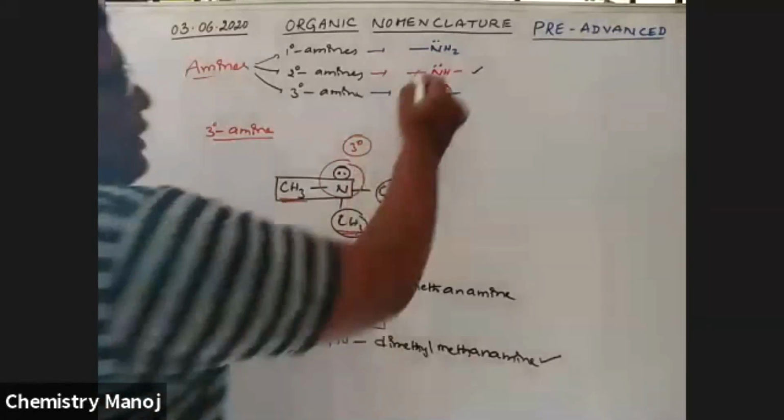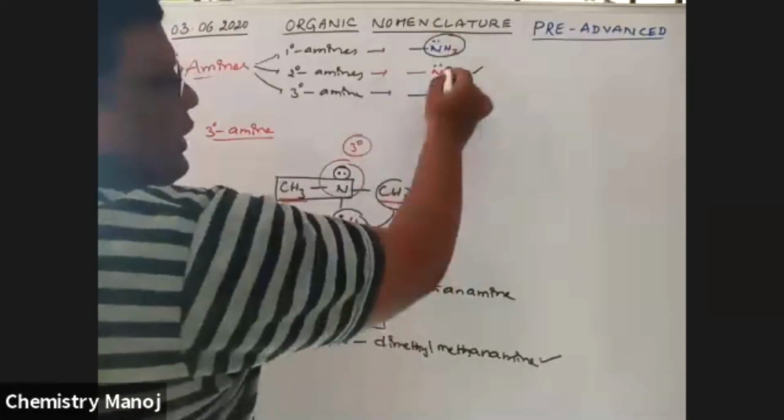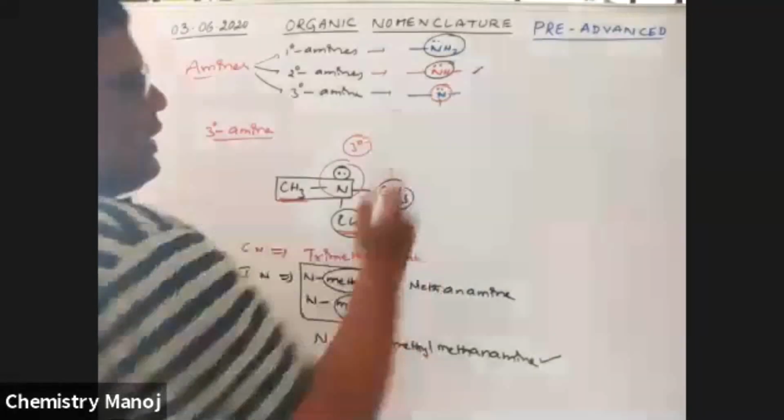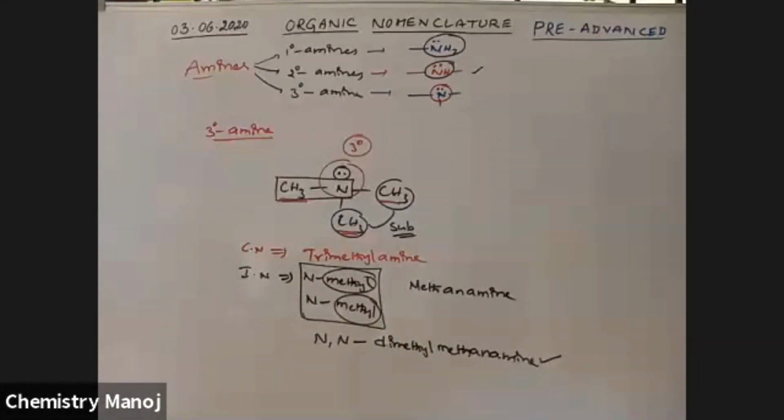That is the amine having NH2 as functional group. NH as functional group is a secondary amine. N as functional group is the tertiary amine. We should identify whether it is a primary amine, secondary amine, or tertiary amine. So please be conscious.